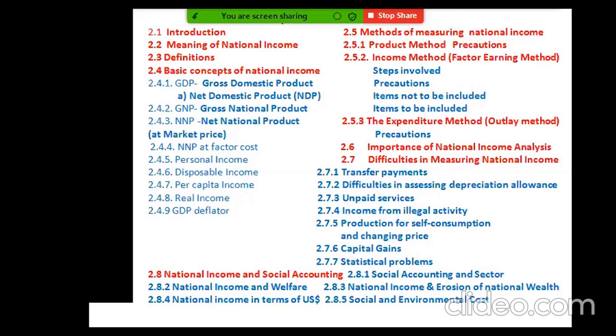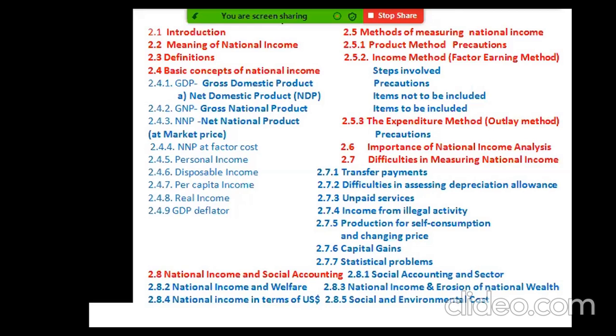Under the 2.7 heading, we have further subheadings. They are transfer payments, difficulties in assessing depreciation allowance, unpaid services, income from illegal activity, production for self-consumption, and exchange price, and changing prices, and capital gains. Next one is the statistical problem. Lastly, 2.8, national income and social accounting.